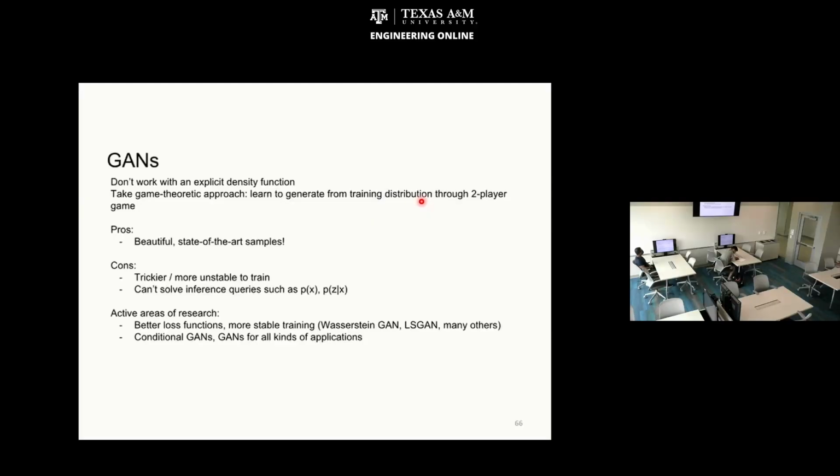So the pro is that they focus on the samples. So the samples can be really great, right? They look real. The con is that it's trickier to train. And it cannot do inference, just like VAE. For instance, we want P of X or P of Z given X, that VAE actually already modeled, right? And we already introduced the latest developments. Some are trying to have a better loss, especially Wasserstein GAN. Some are trying to condition GAN for all kinds of applications, right?